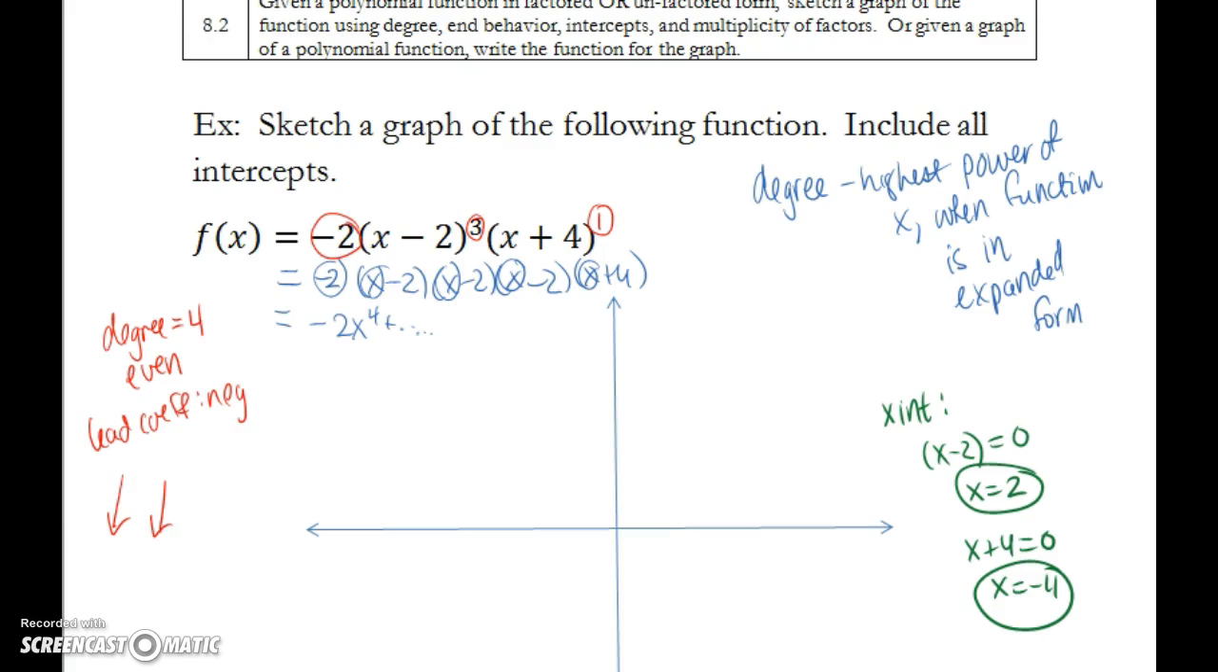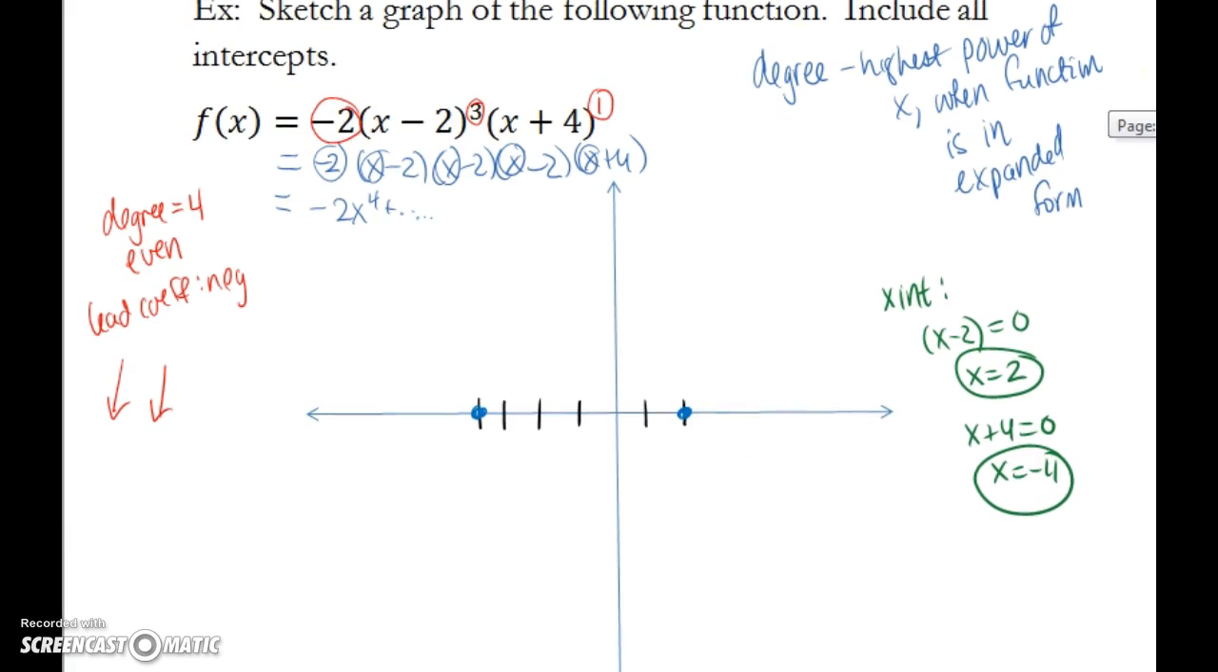Let's sketch those on our graph. So we have an x-intercept at 2 and another x-intercept at negative 4. So a point there and a point there. Alright, how do we find our y-intercept? Well, our y-intercept is what we get by substituting 0 for x. So our y-intercept, let's take our function and put 0 in for x.